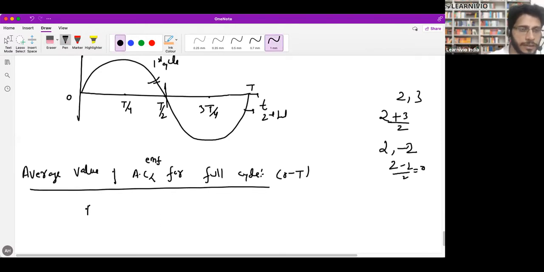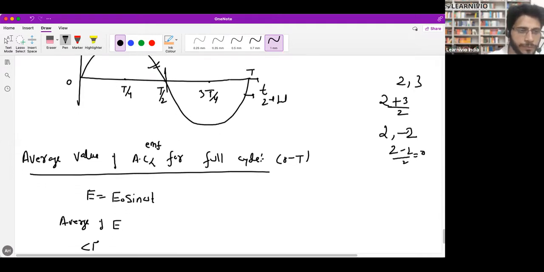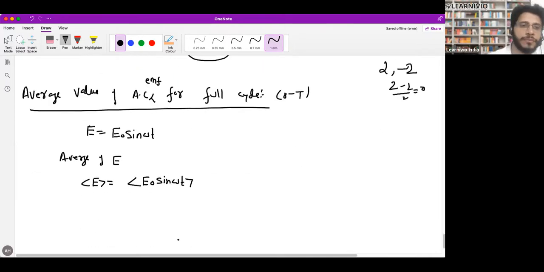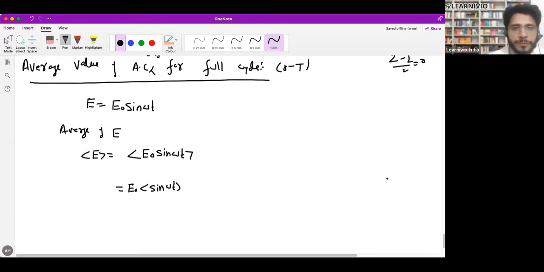See, this is an AC EMF. AC EMF is E equals E naught sine omega t. If I ask you to calculate the average of E, then we write the average of E in this way: average of E naught sine omega t. This is the symbol of average. E naught is constant, so you can take it outside and you are left with the average of sine omega t. Now let's see how to calculate the average of sine omega t.